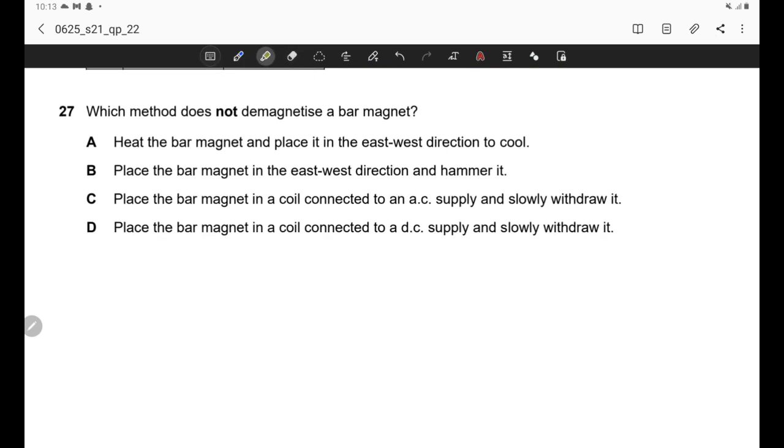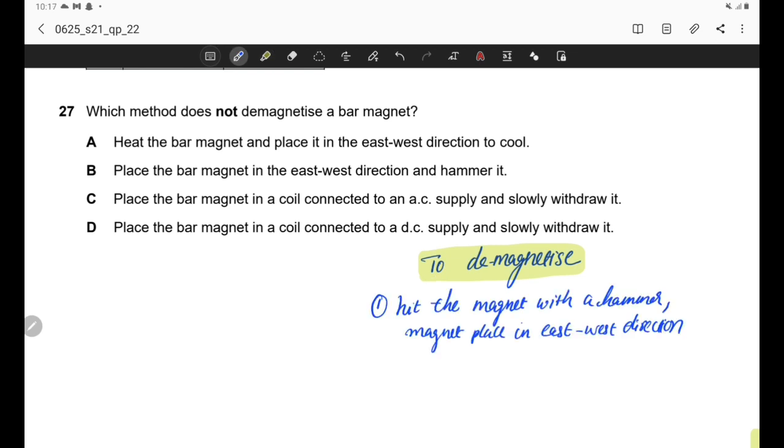Question 27. Which method does not demagnetize a bar magnet? Before going to the options, let's check what are the methods to demagnetize a magnet. The first method is to hit the magnet with a hammer, with the magnet placed in the east-west direction. So when we are hitting the magnet, we have to make sure the magnet is kept in an east-west direction. This is one way to demagnetize a magnet.